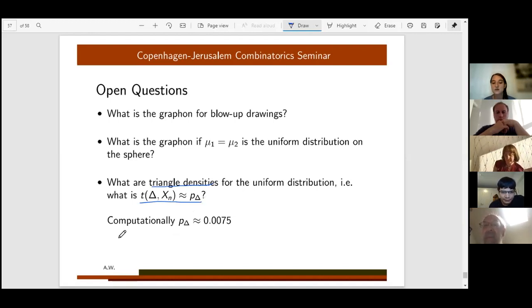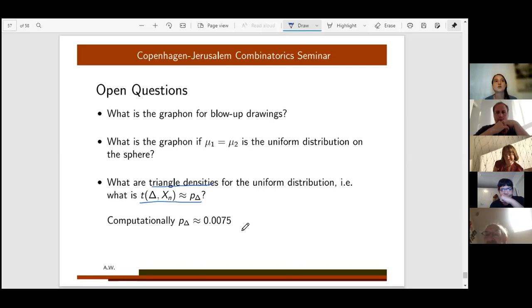And computationally, we ran some simulation and just looked at 3 segments and the probability that they form a crossing triangle, and it was something like 0.0075. And this is in between the two values that I showed earlier today for the blow up drawings. That was something like 0.0068 and 0.01. Yeah, so I didn't give much hope that this might be quite difficult, but let's calculate what this is, which seems hard.